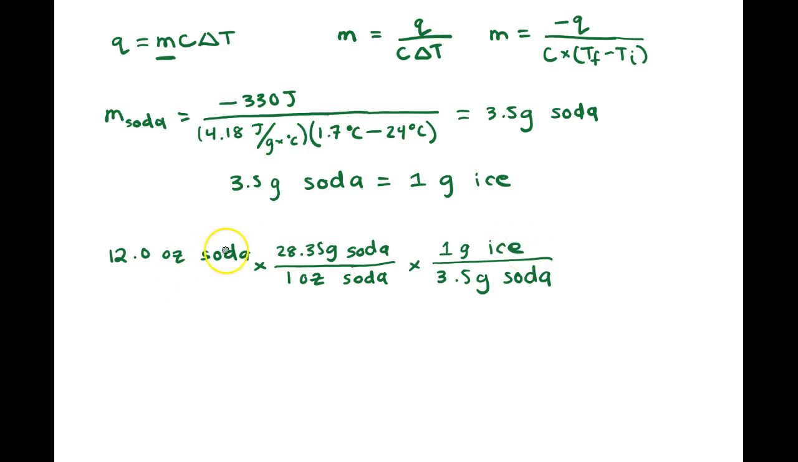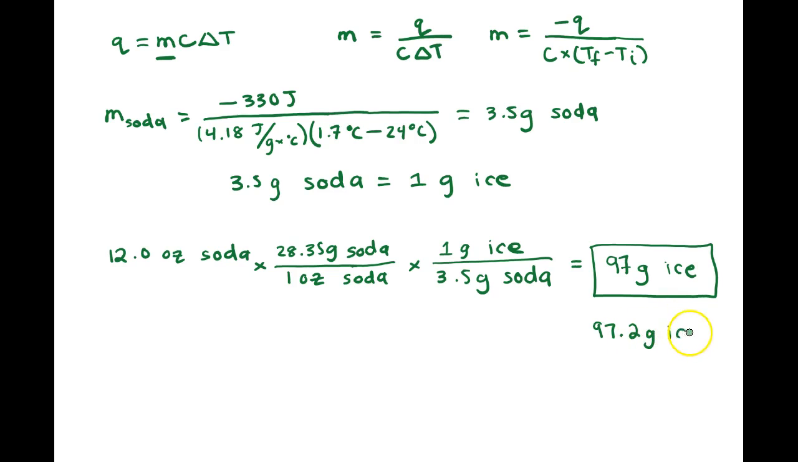So my ounces of soda cross cancel, my grams of soda cross cancel, I'm left with grams of ice. So this will tell me how much ice I need to cool down the entire 12 ounces of soda, and that's going to be, I need 97 grams of ice. And if I wanted to be 100% correct with my number of significant figures, I would say I have 3 significant figures here. I would need 97.2 grams of ice. So that would be my final answer.